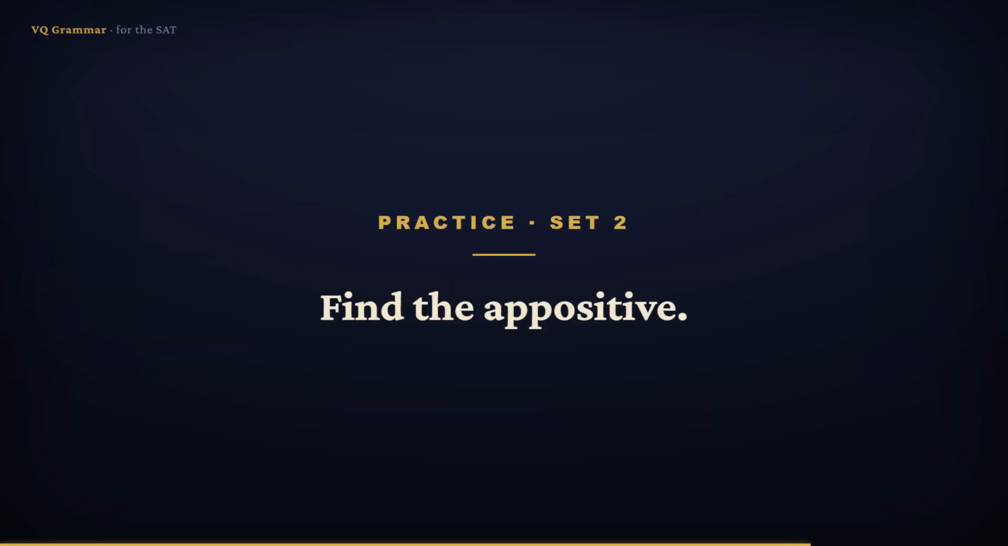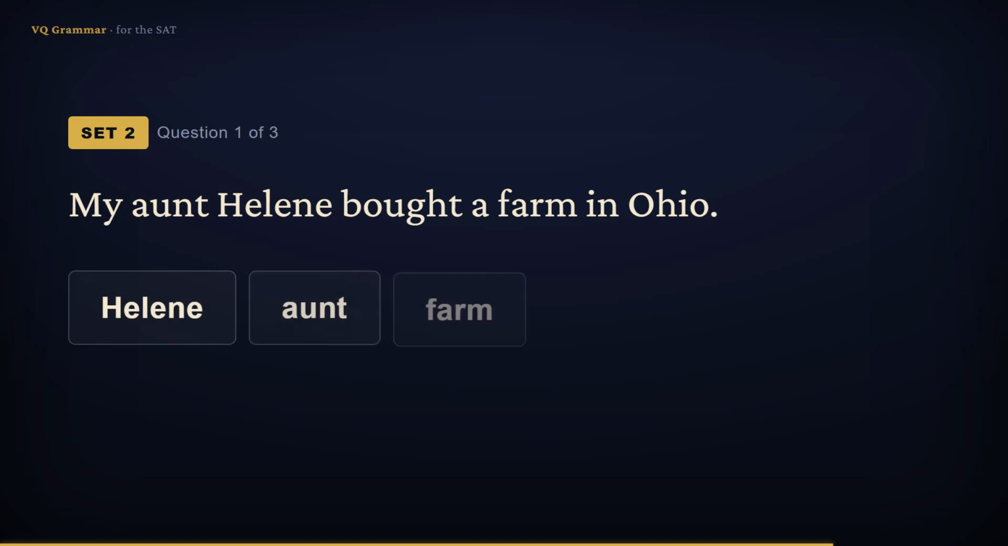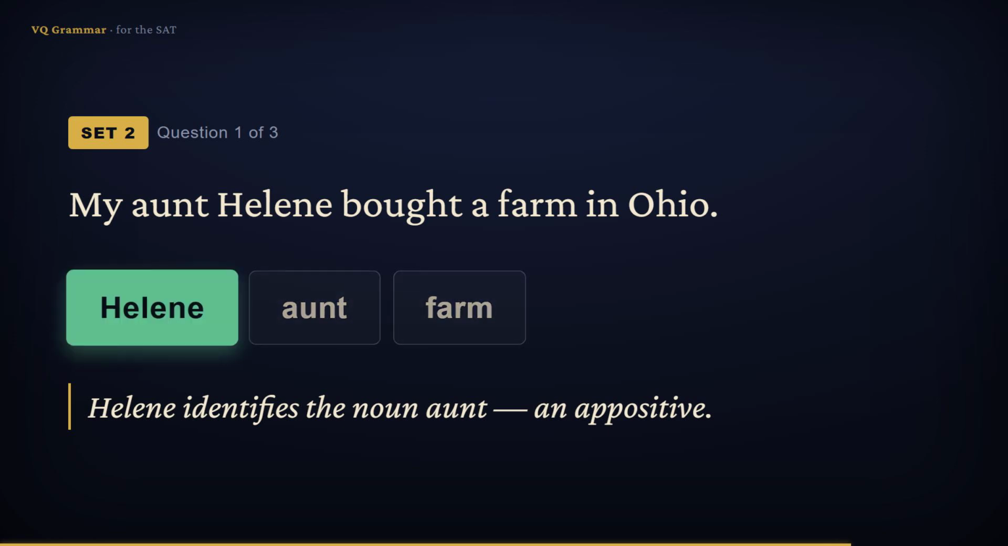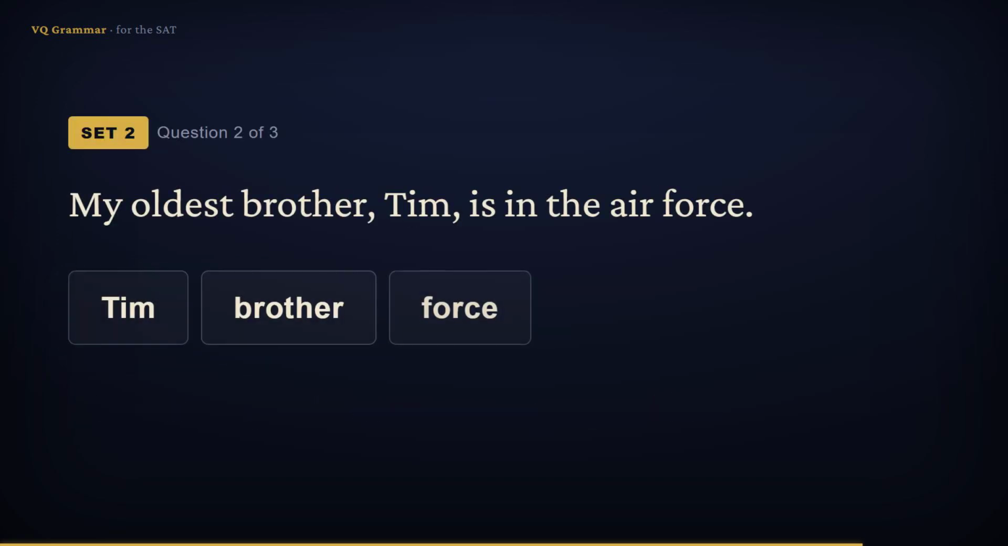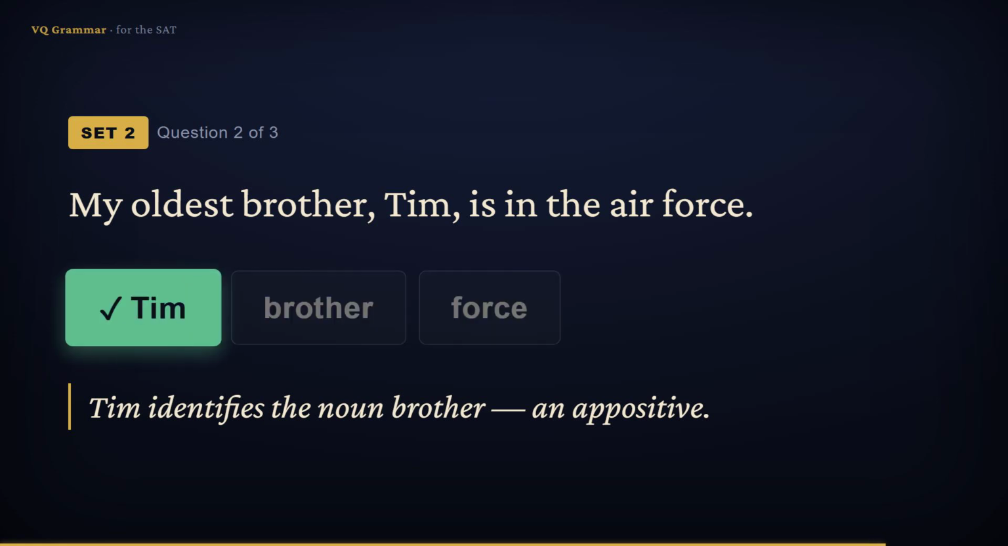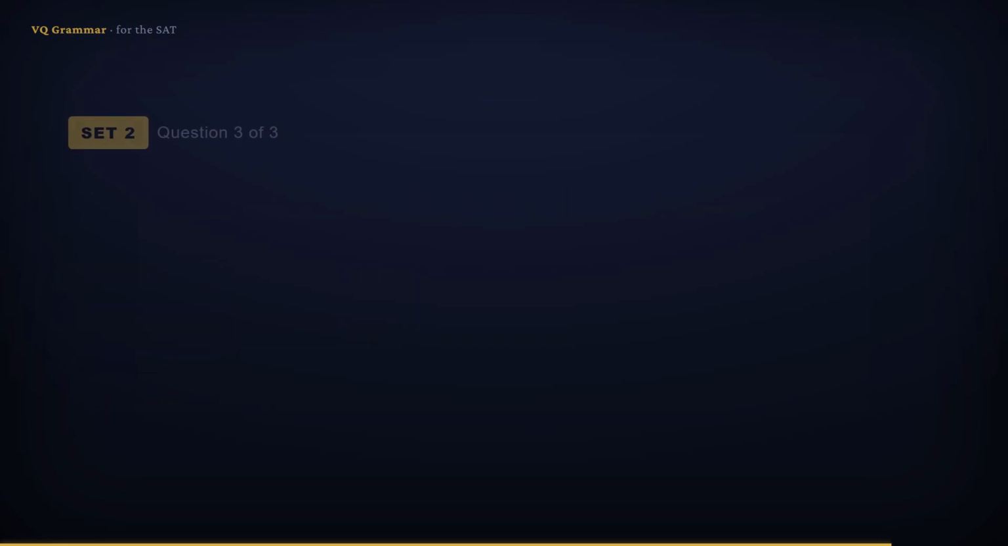Now find the appositive, the noun placed beside another to rename or identify it. Pause and try each. My Aunt Helene bought a farm in Ohio. Helene sits beside Aunt and tells us which aunt. So the appositive is Helene. My oldest brother Tim is in the Air Force. Tim sits beside brother, renaming him, and it's set off with commas. So the appositive is Tim.